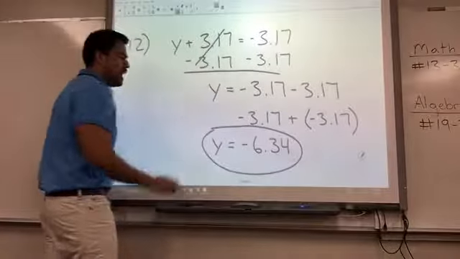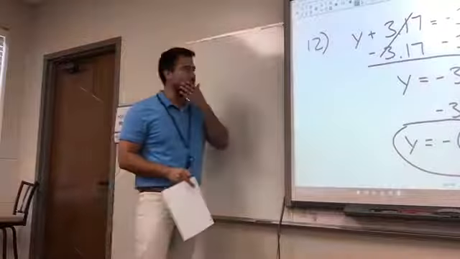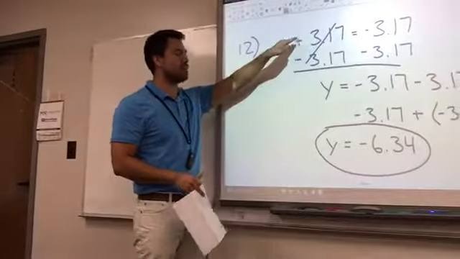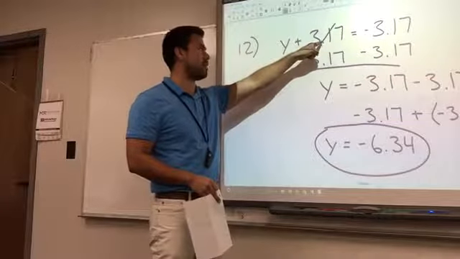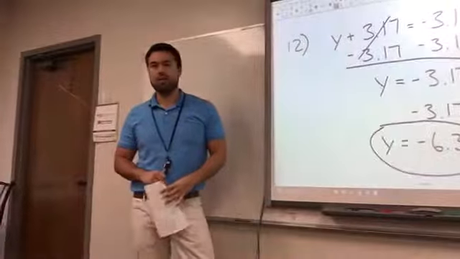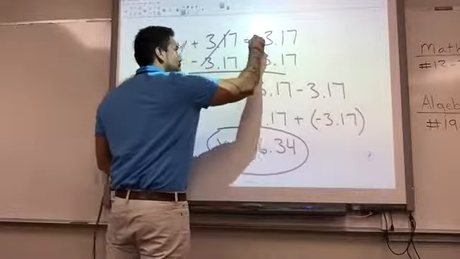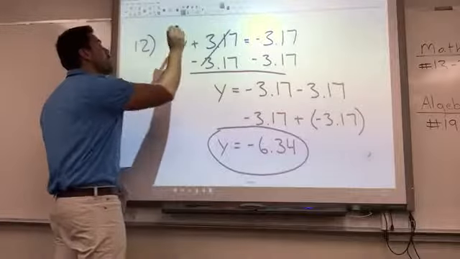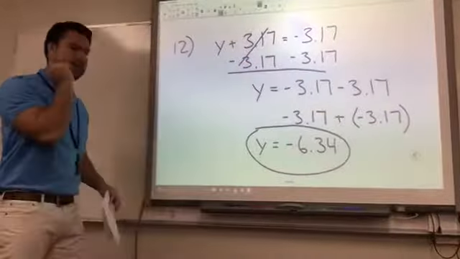But that looks iffy to me. At the most, it looks iffy. Kind of does. But when I look back at the original equation, would 0 plus 3.17 equal negative 3.17? No. If 0 plus this equals this in a positive version, but negative 6 plus 3 is about negative 3. That makes sense.